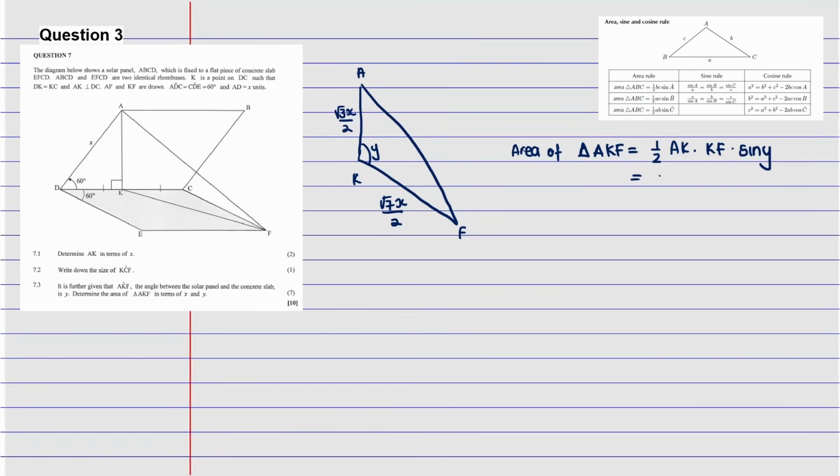So now it's going to be a half, then AK is root 3 X divided by 2. Then this is going to be root 7 X, divided by 2. And this is going to be sine Y, right? So now that means that your area is going to be the square root of 21 X squared, then sine Y divided by 8. So this will be your area.